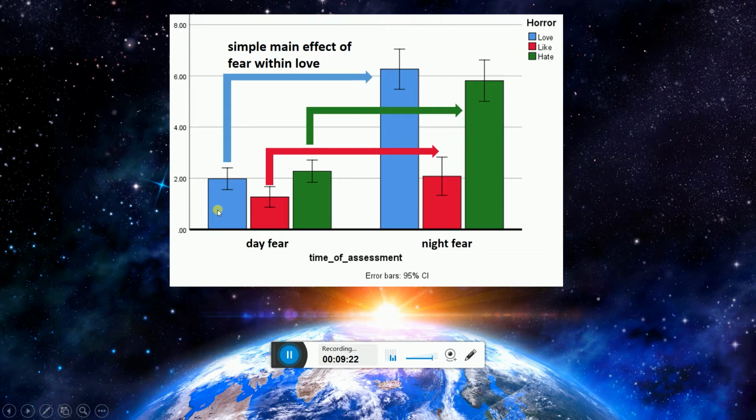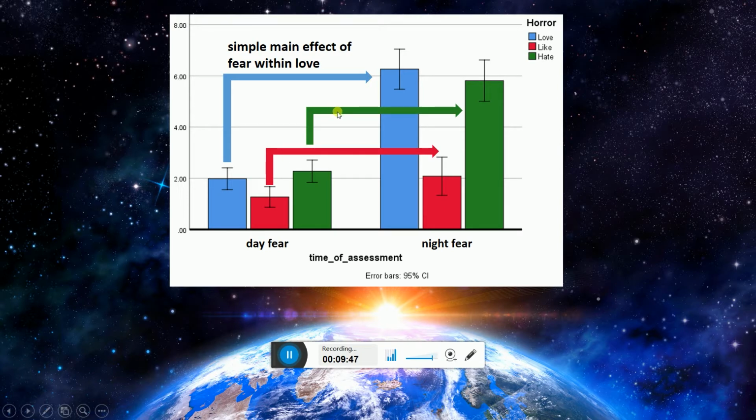All right. And just make a note, really this should say the simple main effect of time fear was assessed within each of the conditions. So within the love condition, the like condition, and the hate condition. All right, the next step would be to look at our data file. So we'll go over to SPSS where we've got all the data entered.